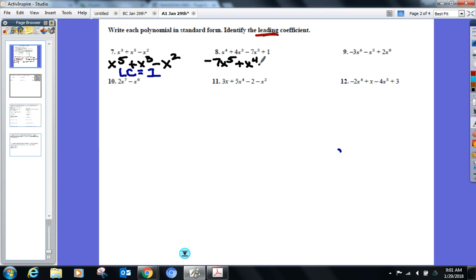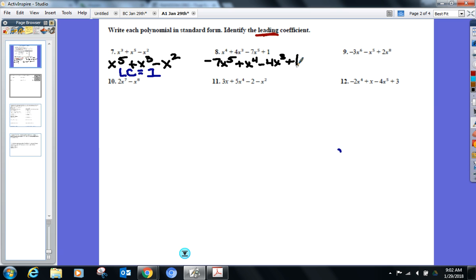Sign goes with it. Good. Yep. Minus 4x to the third. And what's still left here? Plus 1. And that number should always come last because it's got a degree of what? Did I forget something? Oh yeah.